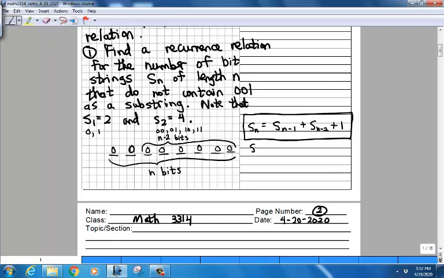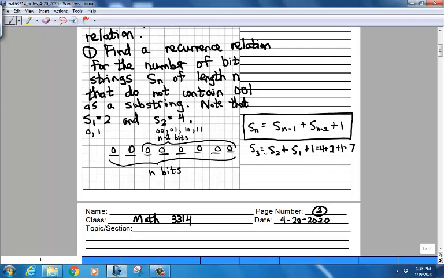How many bit strings of length 3 don't have 0, 0, 1? Well, let's see. What does this say? You take s sub n minus 1, that's s sub 2, plus s sub n minus 2, which is s1 here, and then you add on an extra 1. So that gives us 4 plus 2, plus 1 equals 7. That's the correct answer.